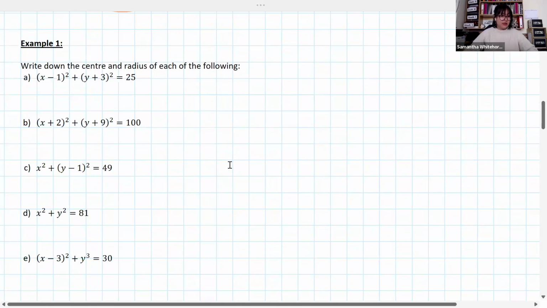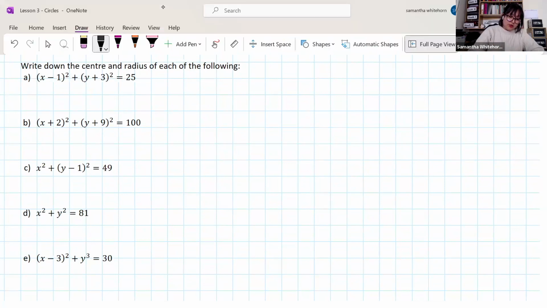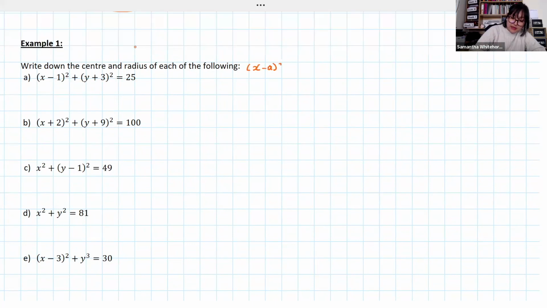For all of these, I think there's 5 of them, A, B, C, yeah. We just want to write down the center and the radius. Now remember, your formula is (x minus a) squared plus (y minus b) squared equals r squared. So it's radius squared. Bear that in mind. If you wanted the radius, you would need to square root that value.